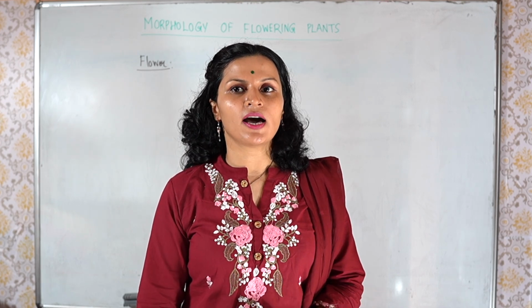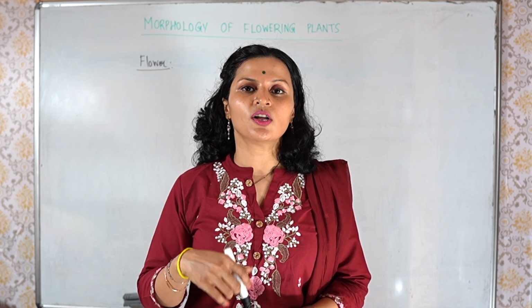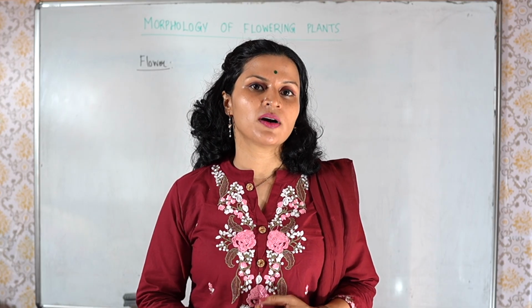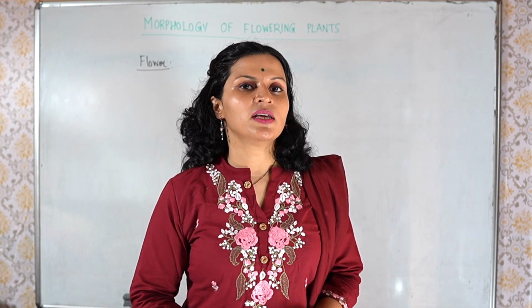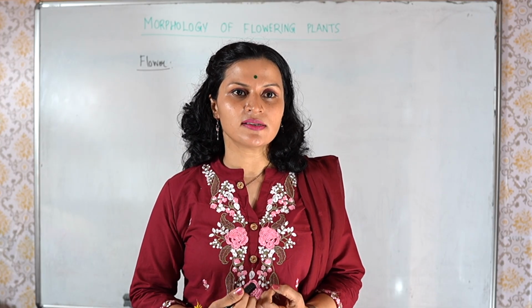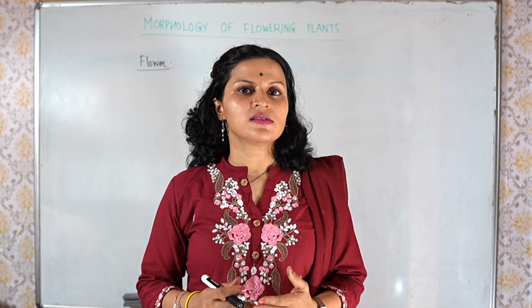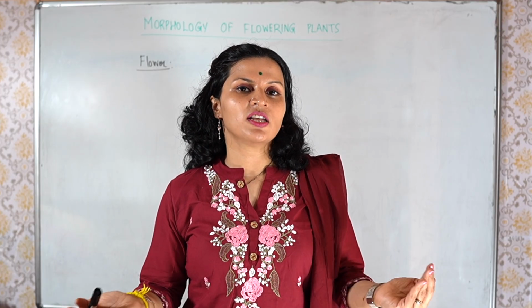Moving on to corolla. Corolla is the second whorl of the flower, individual members of which are called petals. They are meant mainly for attraction of the pollinators. Just like sepals, the petals may also be either free or they may be fused.